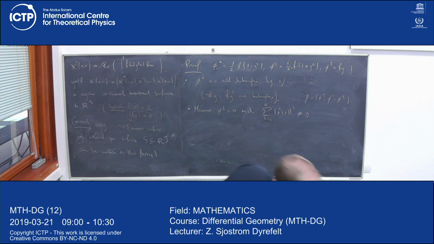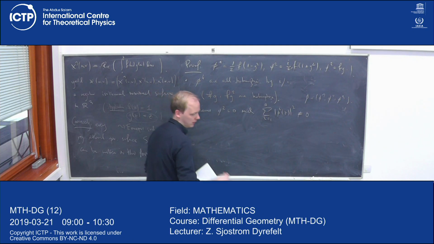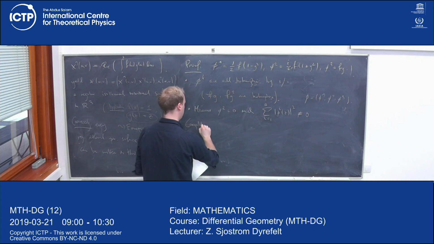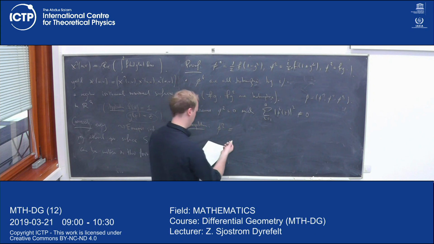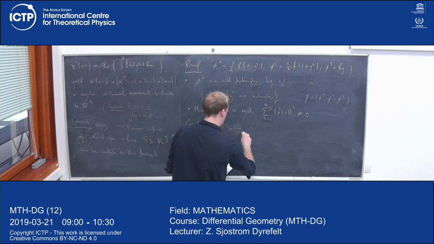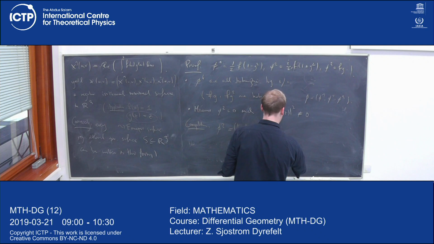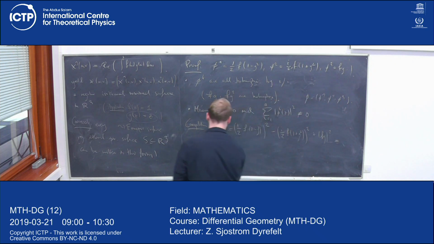Okay, so let's just try the first part. This is just computation. So phi squared, what is it? It's just 1/2 f (1 minus g squared), minus i over 2 f (1 plus g squared), plus fg squared.